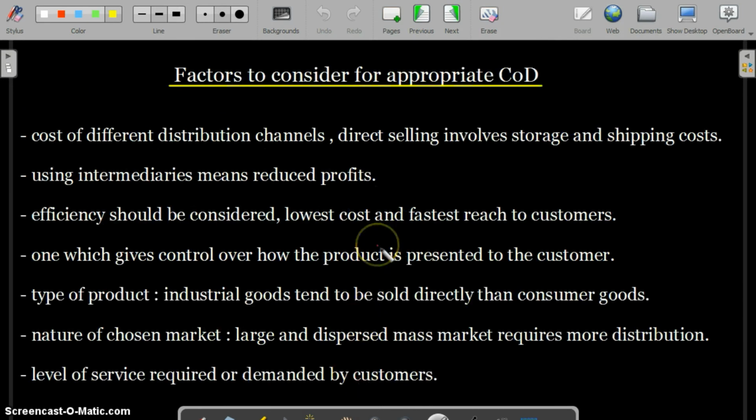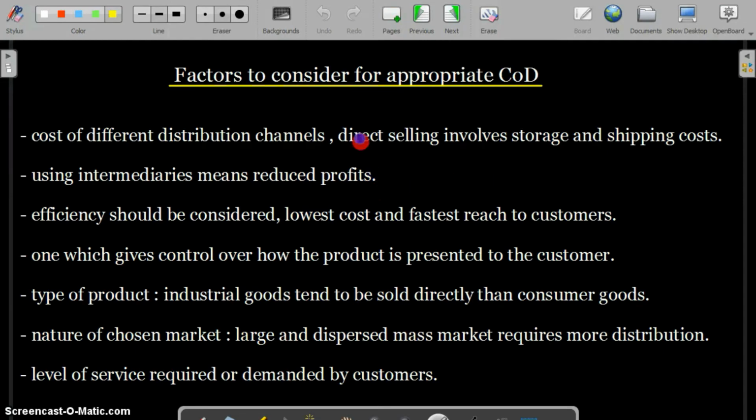What are the factors that should be considered to decide an appropriate channel of distribution? Some of these factors I've written down over here. It's the cost. Of course, cost is the first thing that must be considered. If you are selling directly, there will be storage or shipping costs. But if you are using more intermediaries, you'll have to give some profit markups, which will reduce profits.